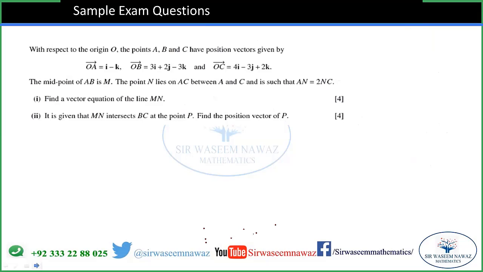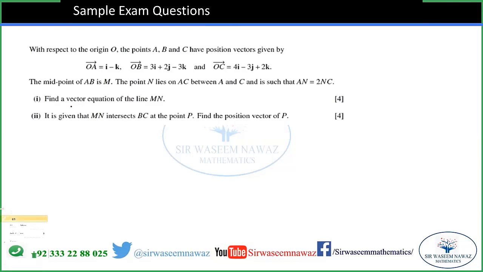Find the vector equation of the line MN. It is given that MN intersects BC at point P. Find the position vector of P. So you have to solve them simultaneously. It is a question of simultaneous equations. The first part is the same as what you have done in your AS.